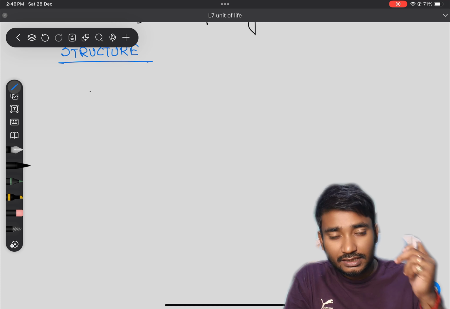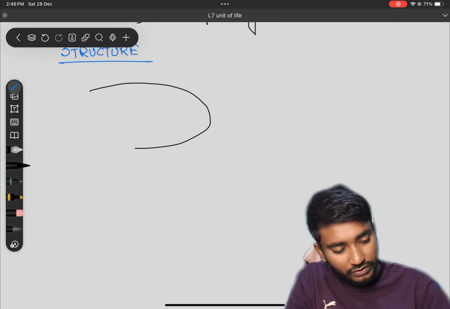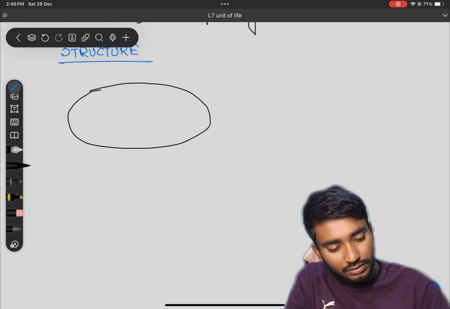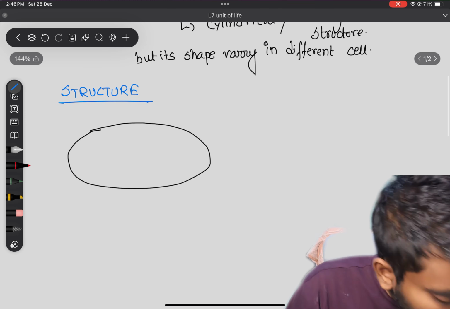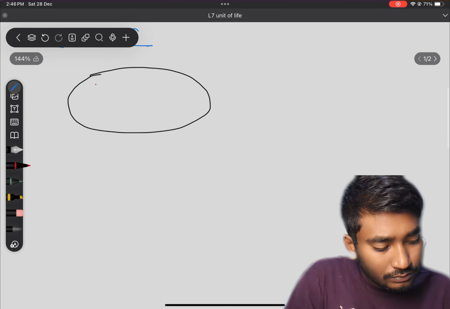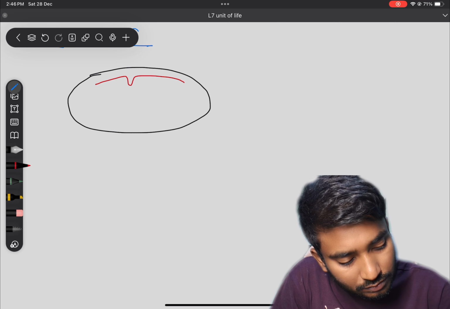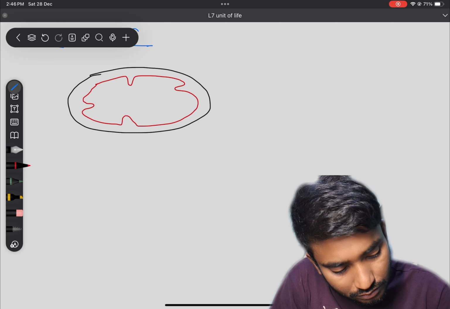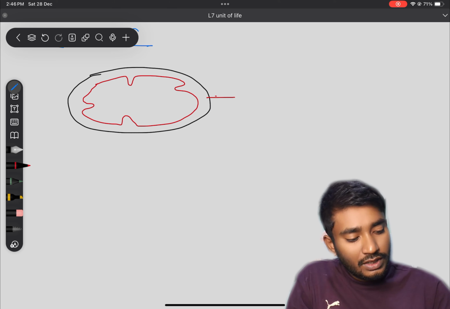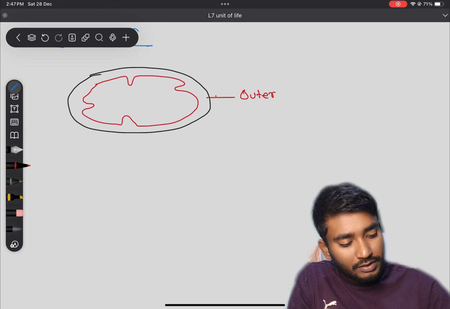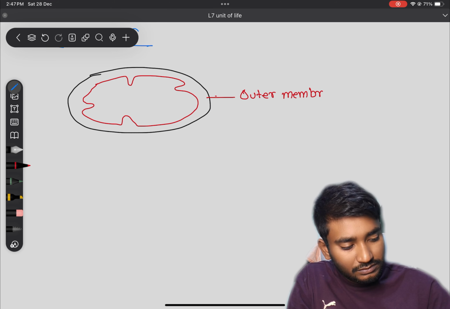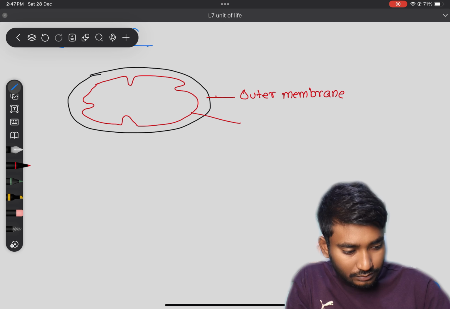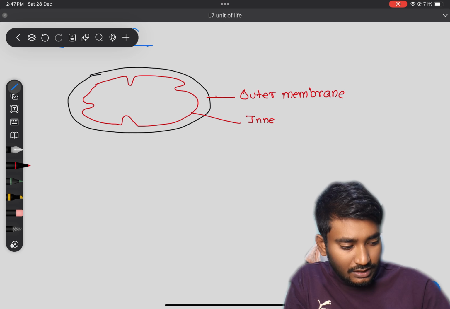Mitochondria is a double membrane structure. So if we draw mitochondria, okay, this is the outer membrane. This is the inner membrane.